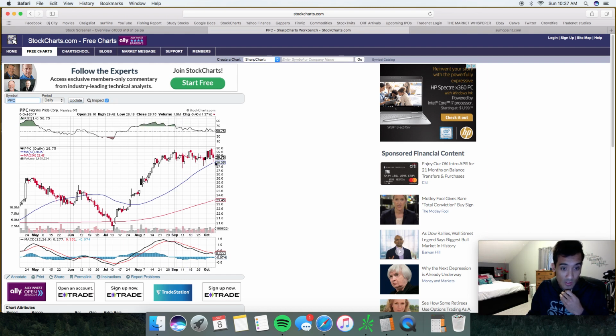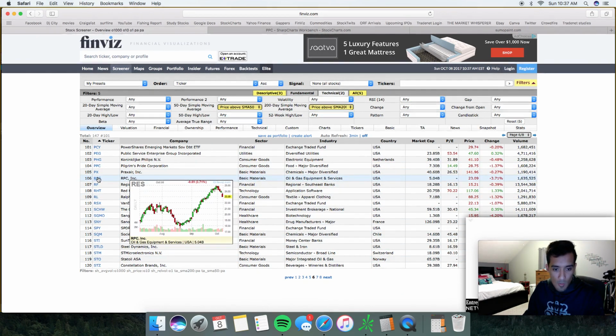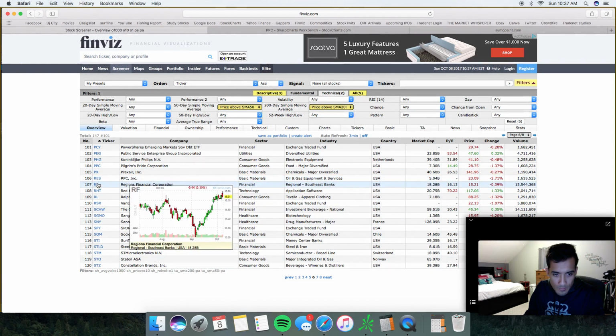This has got really good support right at the 50. It's got really good consolidation. It's got a really good break up to the upside. So it's got a lot of good potential. All right, so where were we at? PPC. All right, next is PX. Nope. Nope.